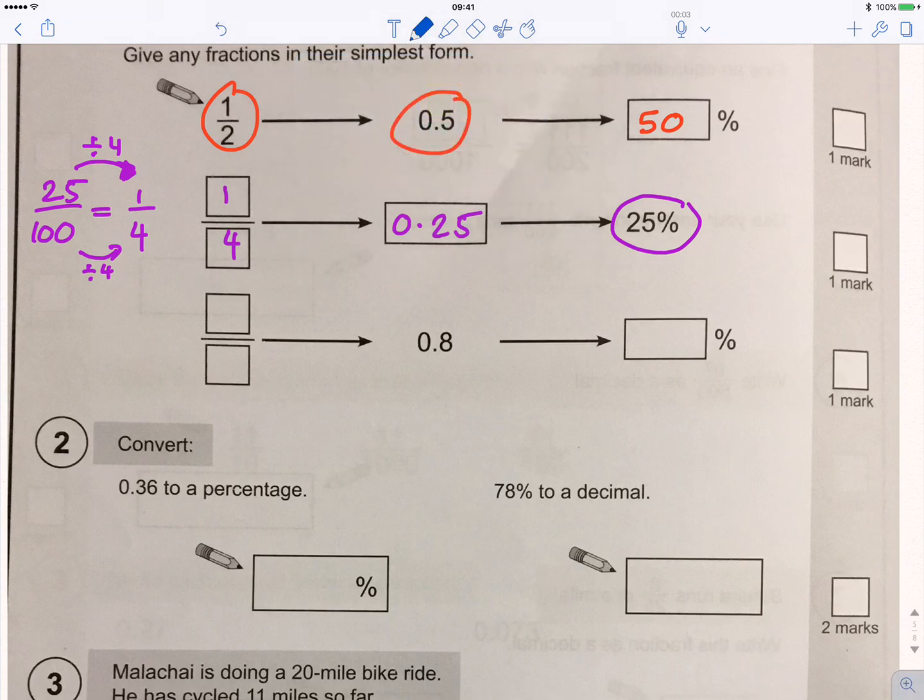Now we have 0.8. 0.8 is clearly 80%. And as a fraction, again, write it out of 100, so 80 over 100. And we can divide the numerator and the denominator by 10. We have 8/10, and we can further simplify that and write that as 4/5 by dividing the numerator and the denominator by 2. So this becomes 4/5.